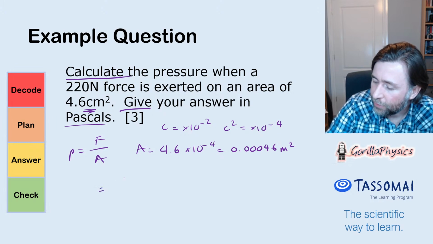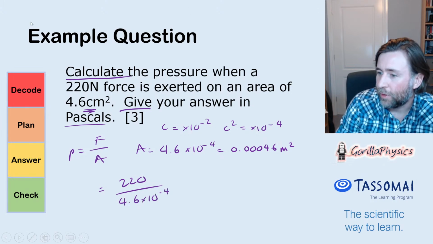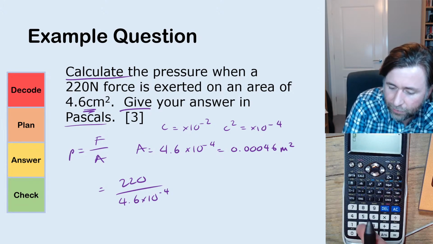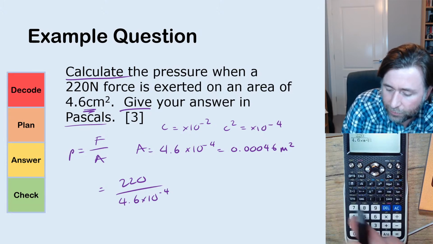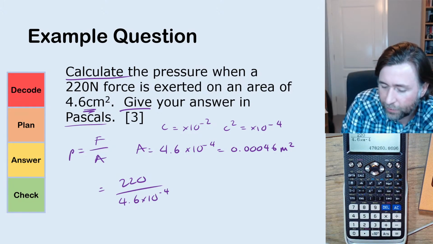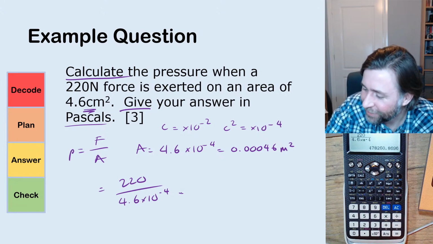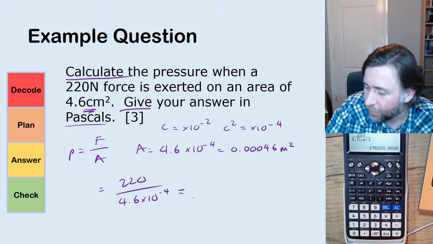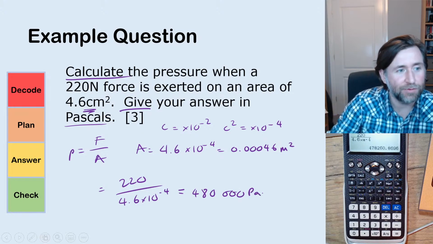Okay, so now we can go ahead. 220 newtons over 4.6 times 10 to the minus 4. Now we go for our calculator. Use the fraction button. 220 over 4.6 times 10 to the minus 4. We should get a sensible answer. Yeah, really quite big pressure, right? So that is 478. So I'm going to call it 480,000 pascals.